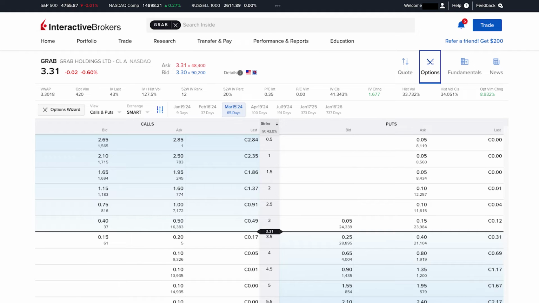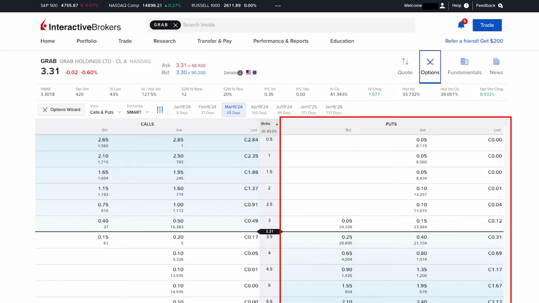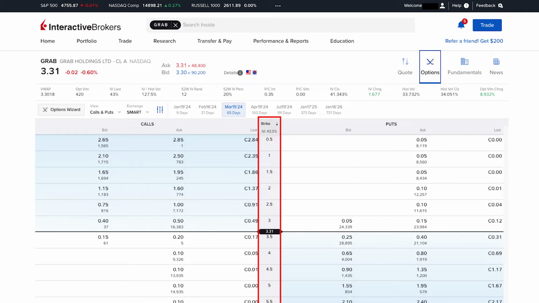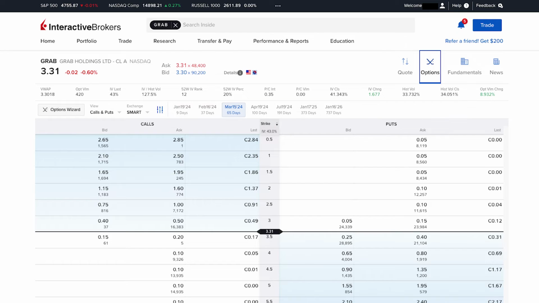If you're not familiar with the options chain, I'll quickly run through it. On the left side here, we'll see calls, and on the right side, we see puts. In the middle is the strike price. Then above the call, strike price, and put columns, we have the expiration date. We have already selected this date. Now we want to sell covered calls.